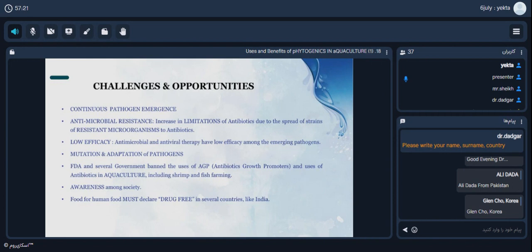keep on existing, and they can adapt or mutate as per the environment. That I will discuss a little bit later.